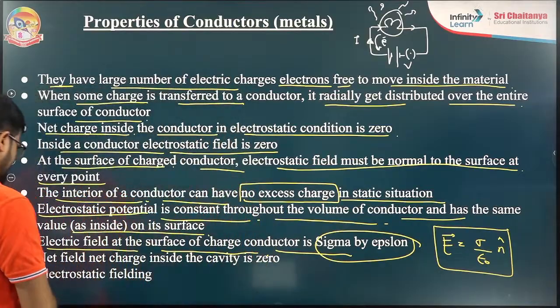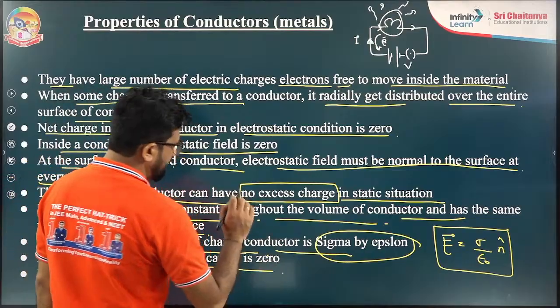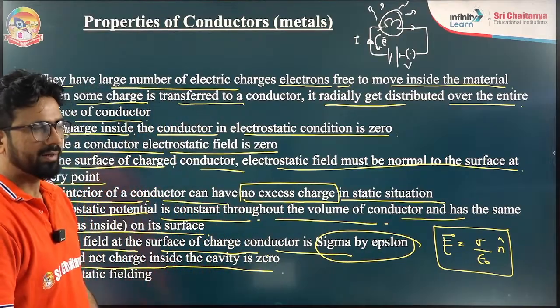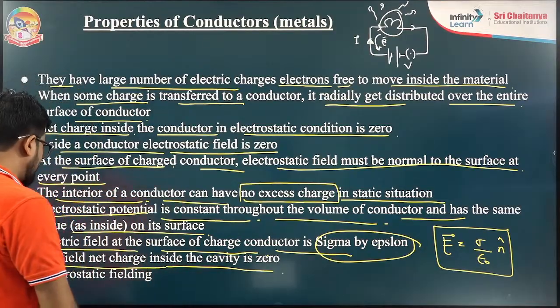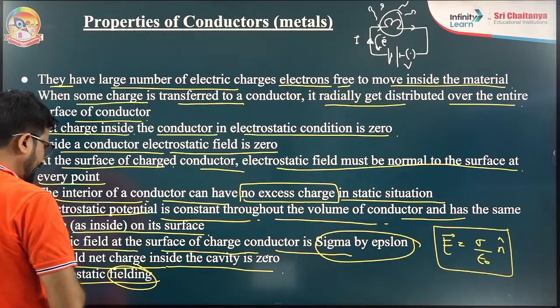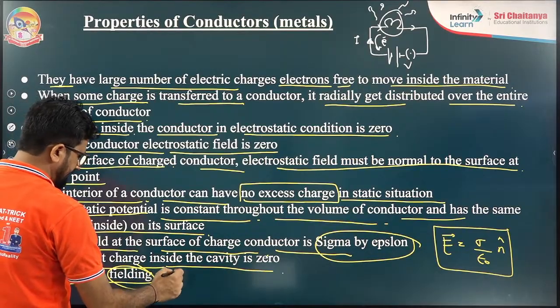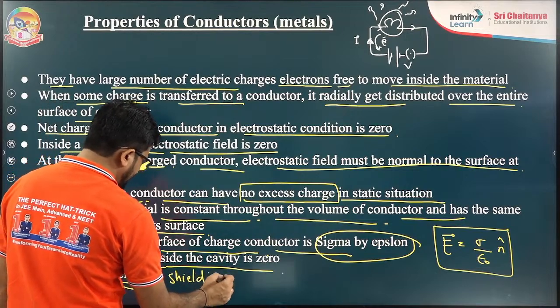Next point: the net charge inside the cavity is 0. I explained to you, net charge is 0, net field is also 0. Electrostatic shielding, not fielding, that was a mistake. This is shielding. This is the one point I am going to explain. Electrostatic shielding, beta.